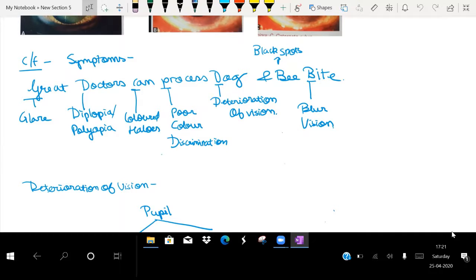Now for the symptoms of senile cataract in general, I have a mnemonic: Great doctors can process dog and bee bite. G for glare, D for diplopia or polyopia, C for colored halos, P for poor color discrimination, D for deterioration of vision, B for black spots, and the last B for blurred vision.